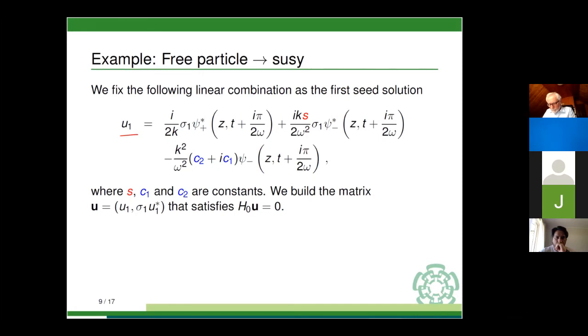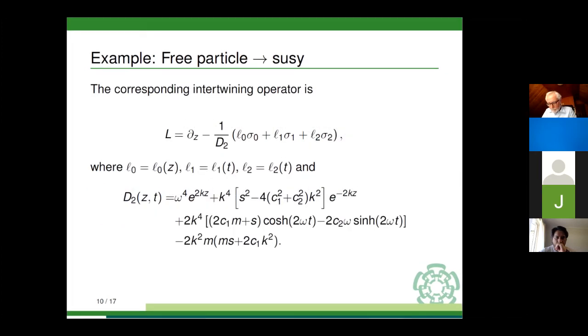So it's a superposition of three solutions. We introduce these three parameters, S right here, C2 and C1. They are constants that will be useful later. We build the matrix U that we need to perform the SUSY transformation, like this. We found the intertwining operator. So, well, it is a complicated matrix.